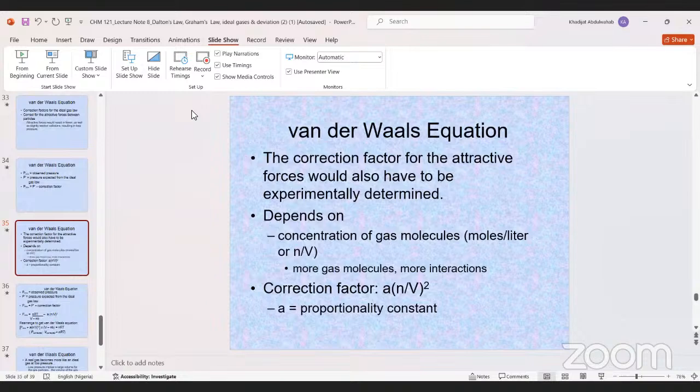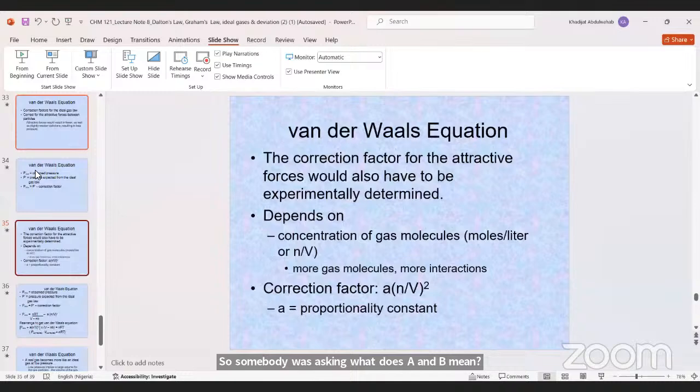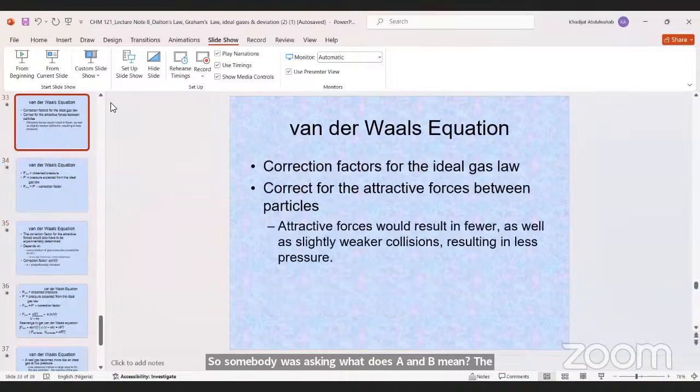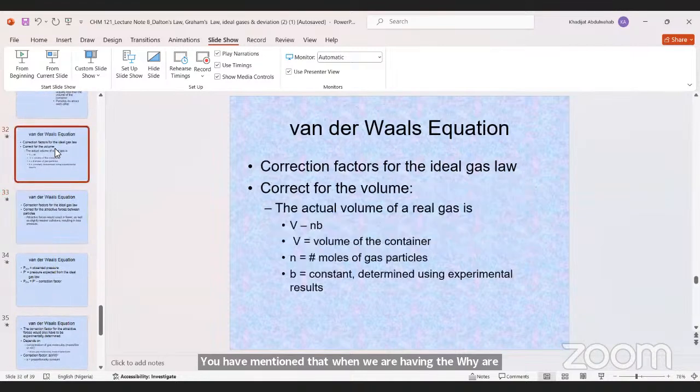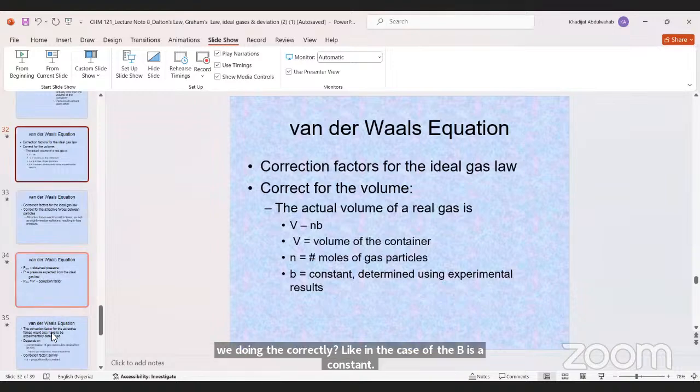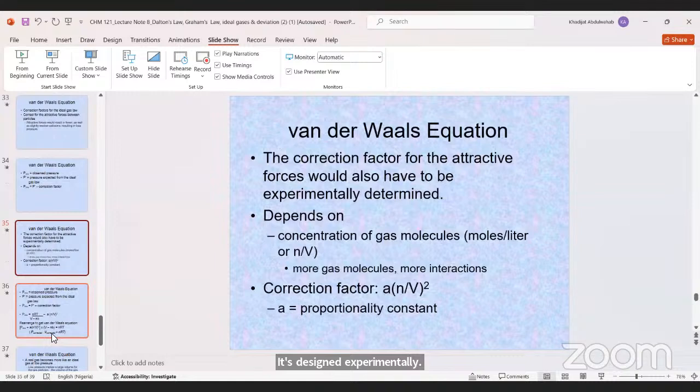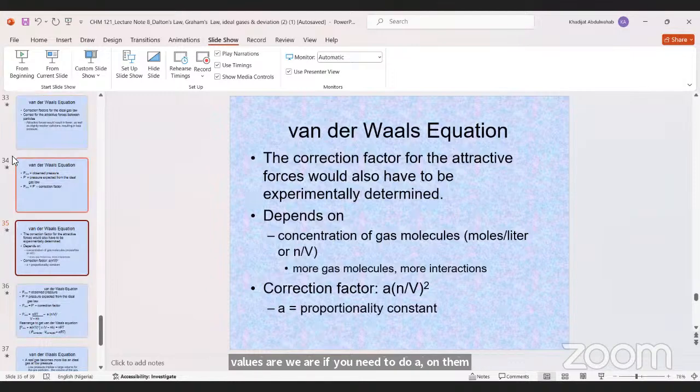Somebody was asking, what do A and B mean? They are constants and they are determined experimentally. I mentioned that when we were doing the correction. B is a constant, determined experimentally. A is also a constant of proportionality. So we don't need to worry our heads about what the values are. If you need to do any calculation with them, perhaps in the nearest future, you'll be given those values for the gases in question, because it differs from one gas to another.